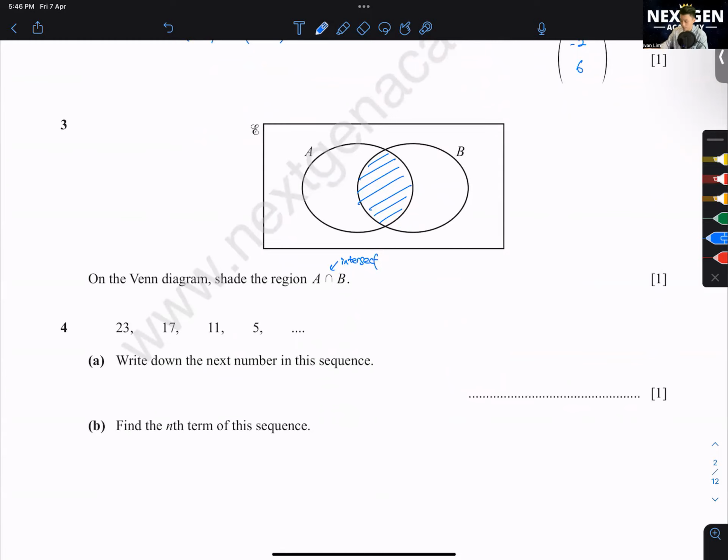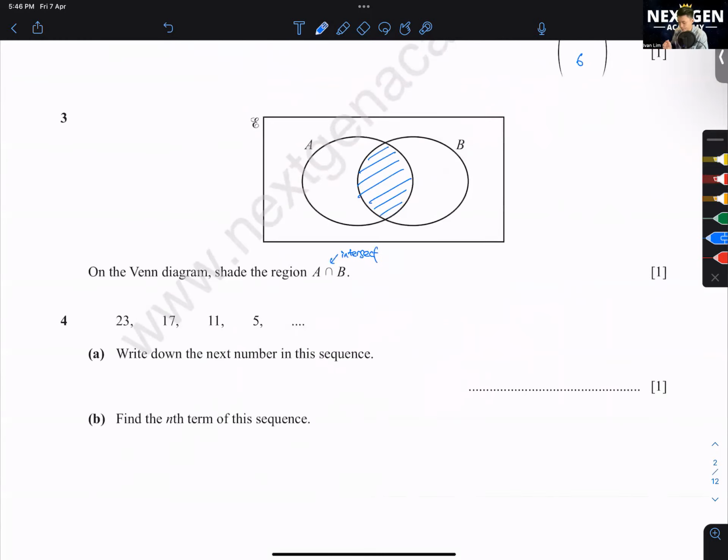Next one. Write down the next number in this sequence. So we have to observe what's the pattern here. 23, 17, 11, 5. You see here, minus 6, minus 6, minus 6. So the next one will also be minus 6, which is 5 minus 6, minus 1.